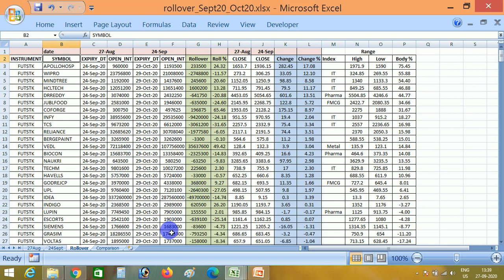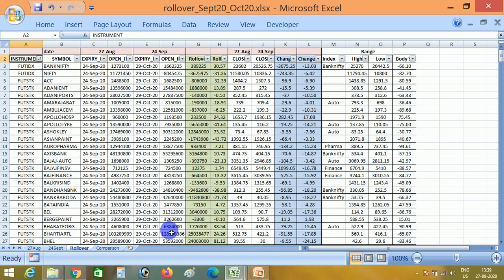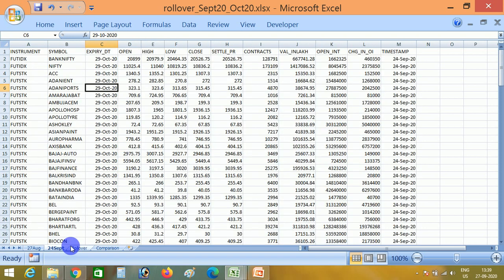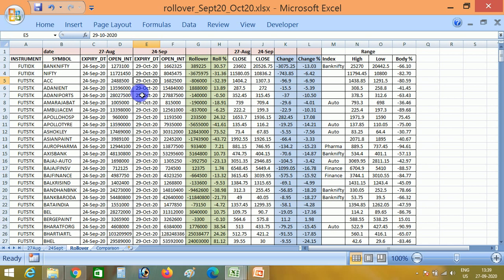Let us start. We will also compare, for example, if ACC is trading in the 24th September series, but ACC is deleted and will not trade in the 29th October series, then in the 29th October series we will not have data for ACC. So how will we check that ACC has been deleted? We will compare the ACC data. I'll tell you later how it can be compared, but this is the only sheet we prepare.